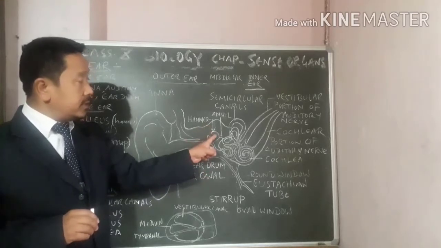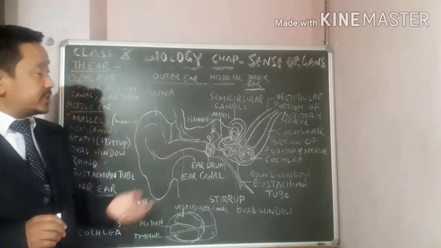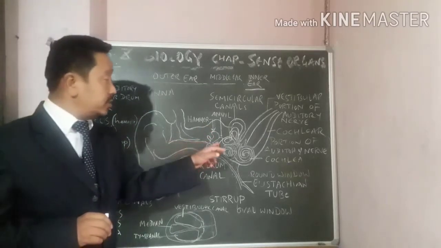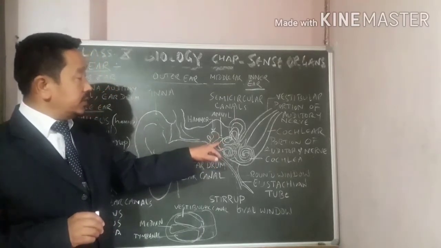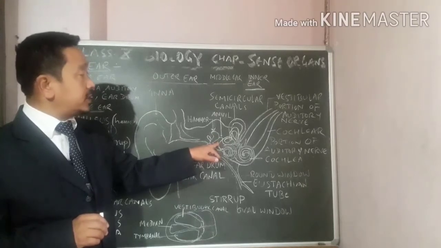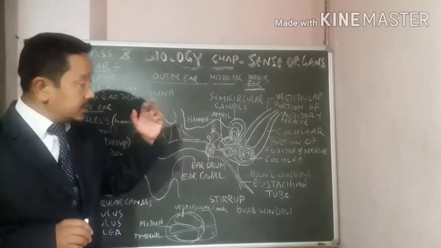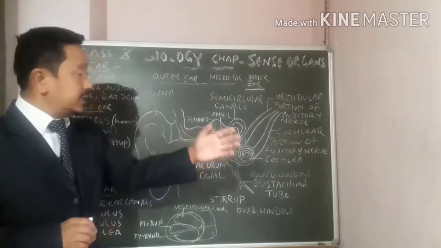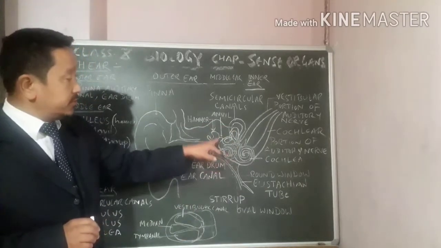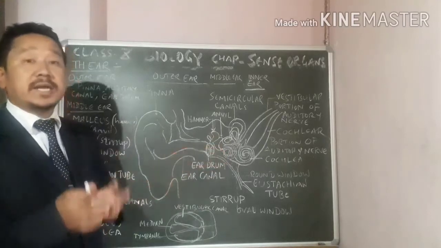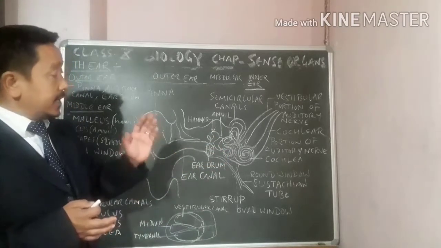The other end of this hammer is connected or joined with the anvil here. The other end, this end actually, you see being connected with the anvil. And in turn, this anvil is connected with your stirrup here. So this way, these three bones are connected.